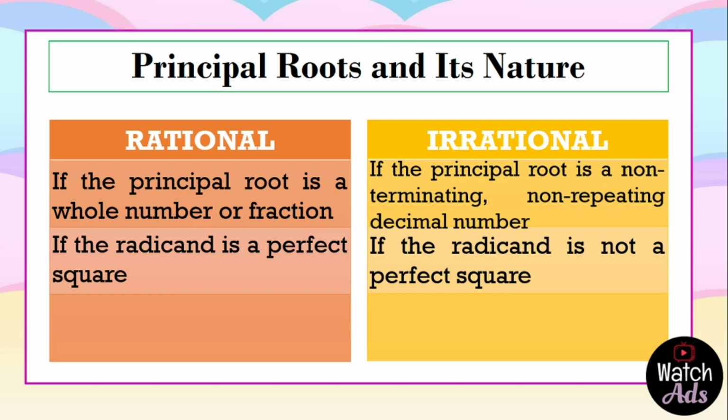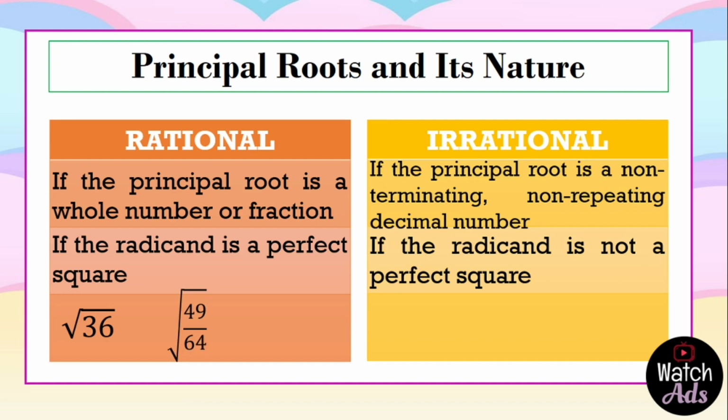Let's have examples of rational numbers. The square root of 36 is rational because it is equal to 6 and it is a whole number. The radicand is 36. 36 is a perfect square. Another example is a fraction. The square root of 49 over 64.